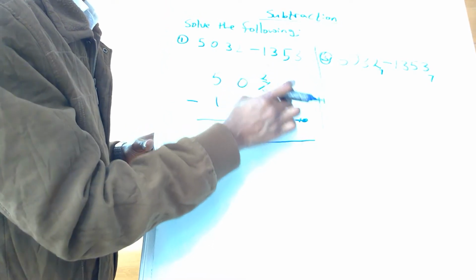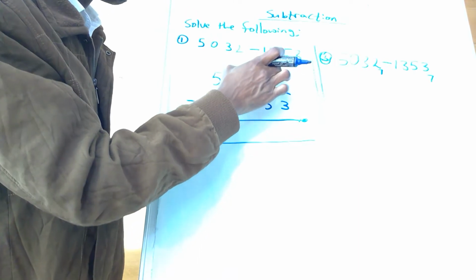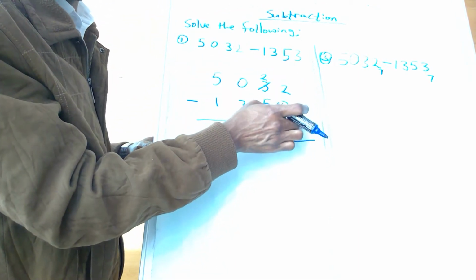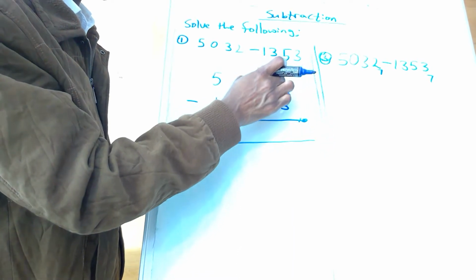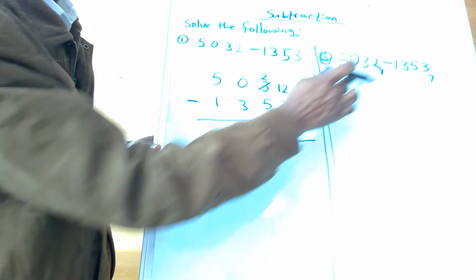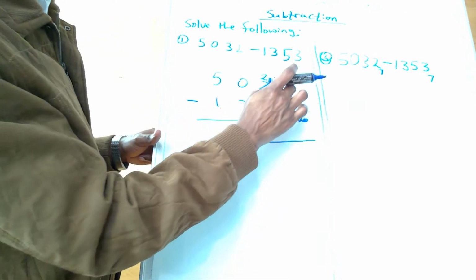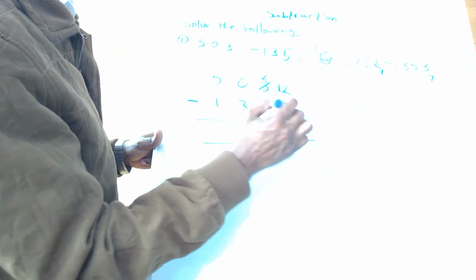It is because we are working in base 10. The 1 that we remove from here is the base, which is what? 10. 10 plus 2 is 12. That is why this one becomes 12. That is the fact. You will understand it better when we are dealing with other bases. This is now 12 minus 3. We now have what? 9.